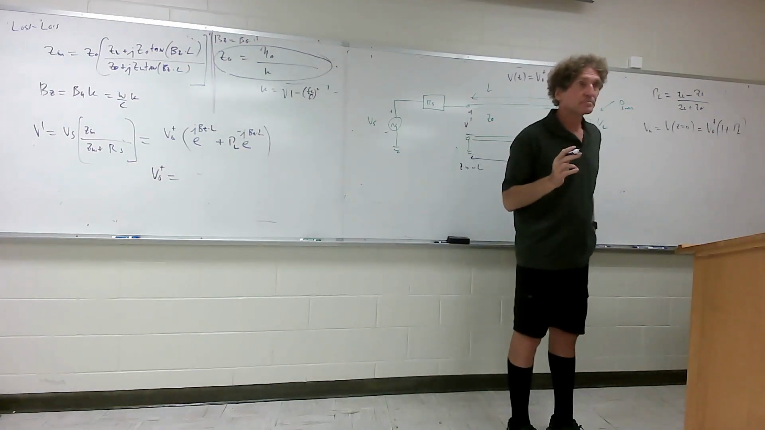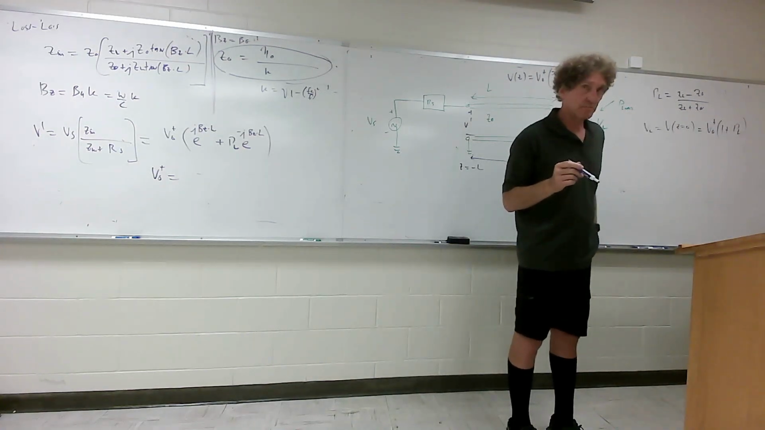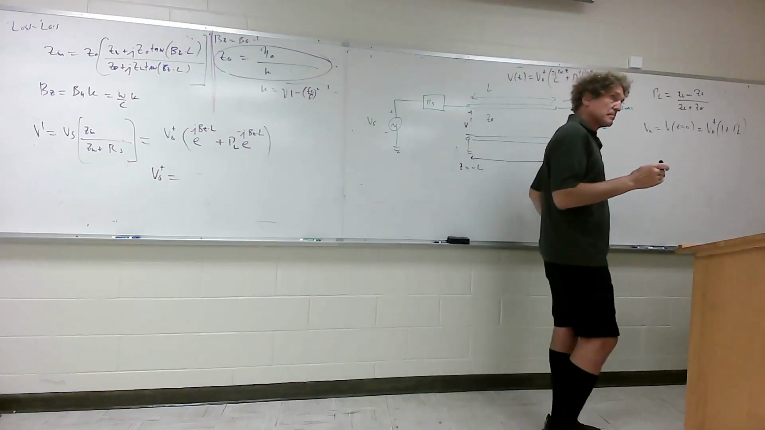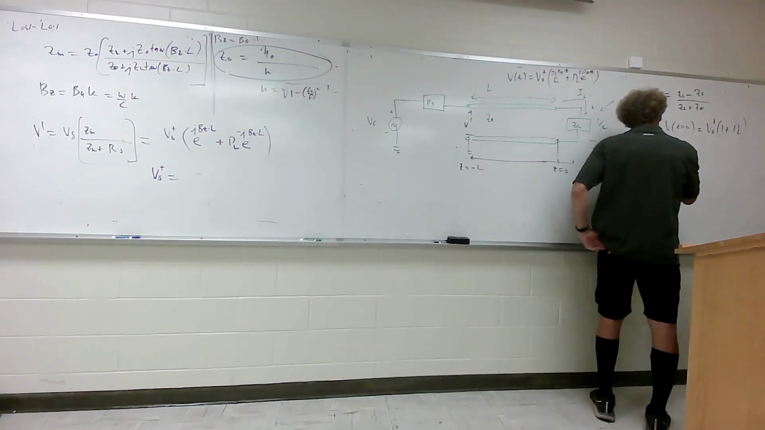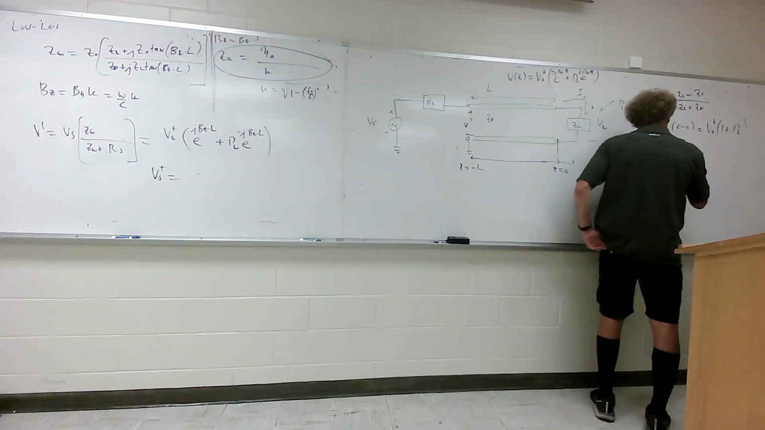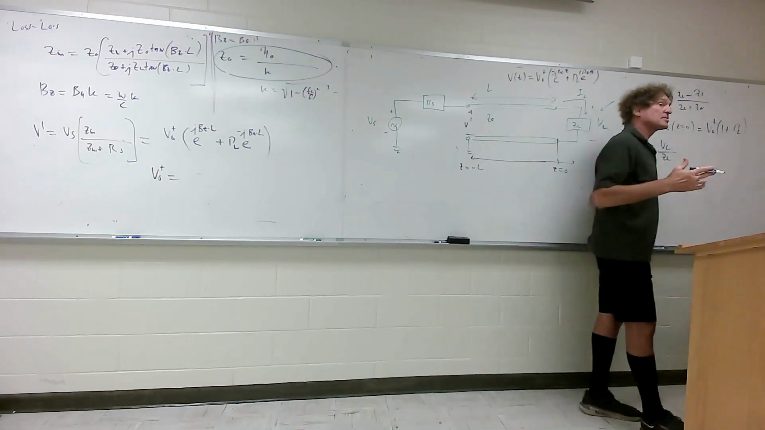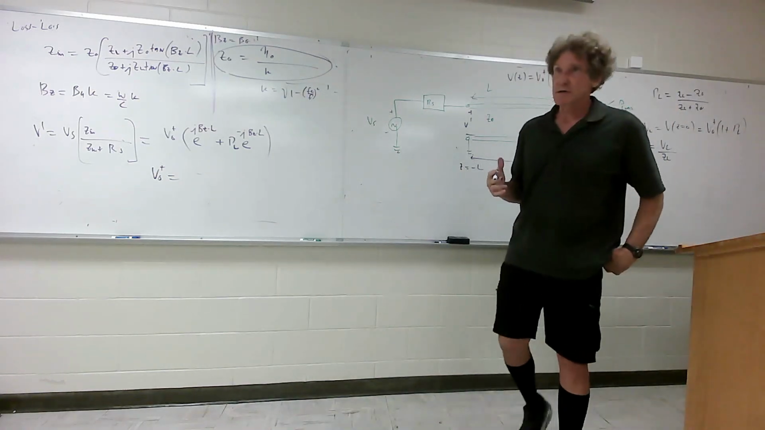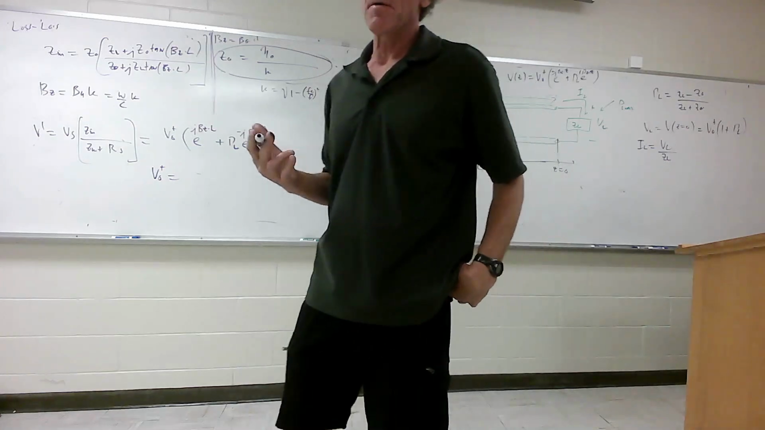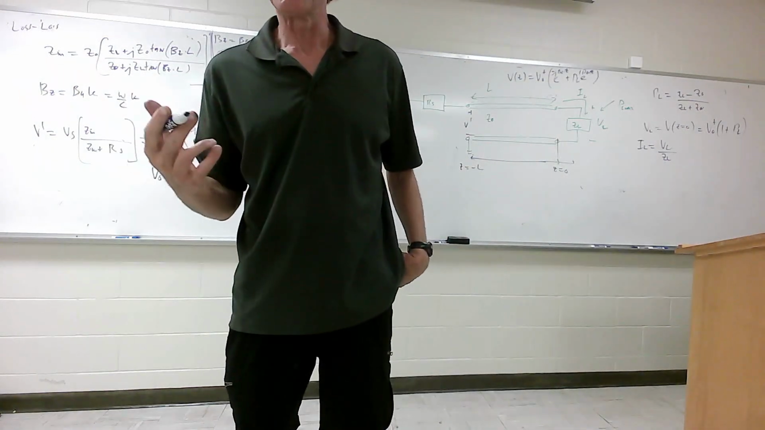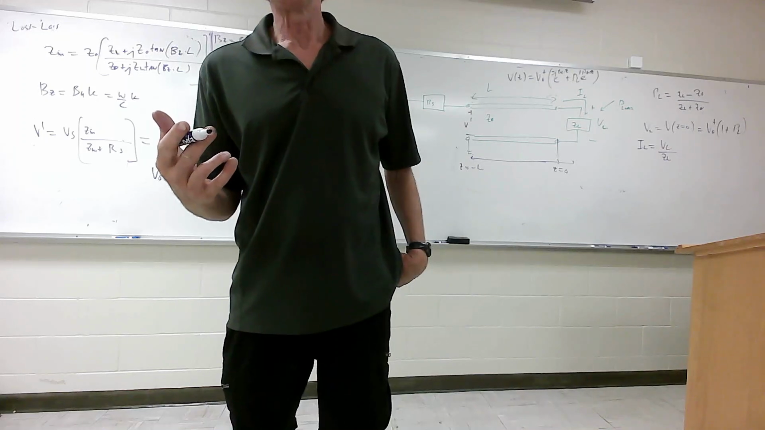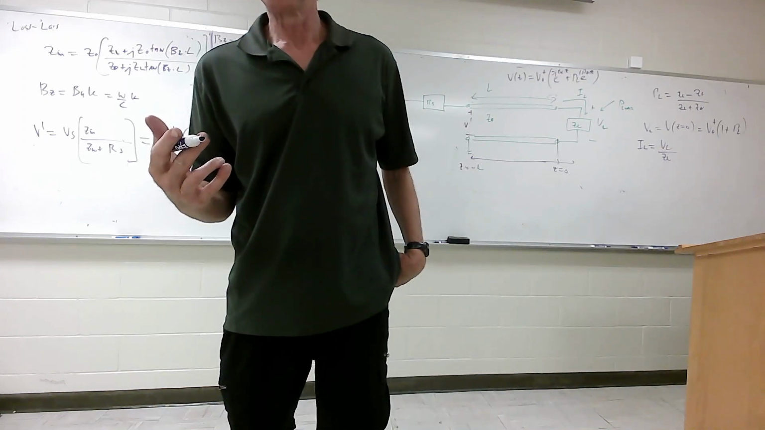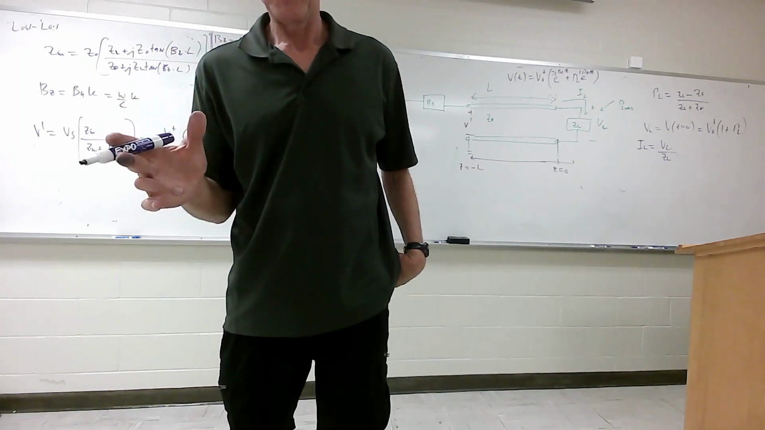Y'all with me? What's the current at the load? That divided by the ZL. IL would be simply VL divided by ZL. Now it's going to be complex. Y'all with me on this class? It's going to have a real and imaginary part, likely, or a magnitude and an angle. Now to get power, we could do 1/2 the real part of V times I conjugate.